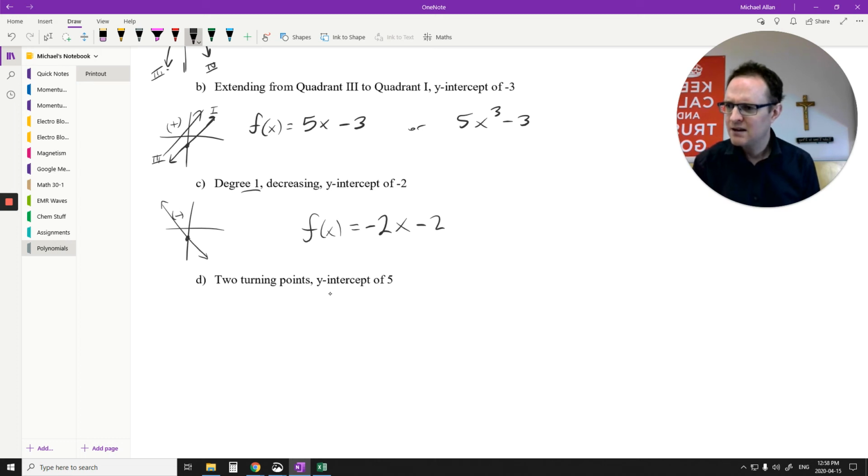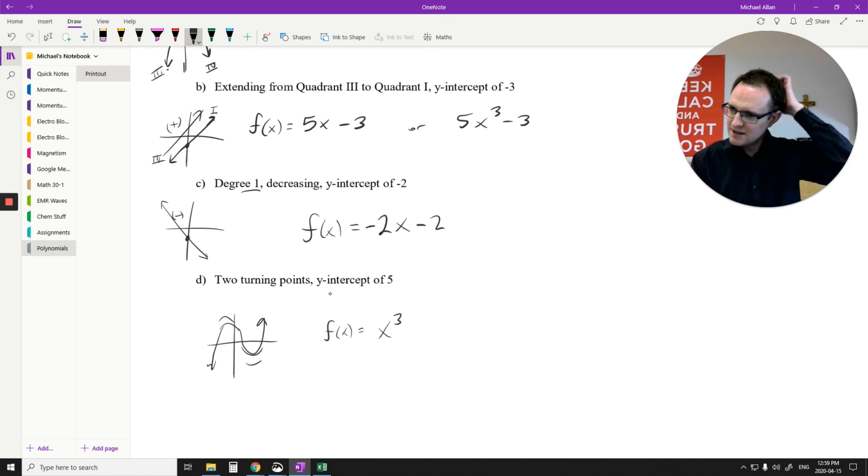That's too easy. I need 2 turning points and a y-intercept of 5. So I need to have a turning point going to go like this and like this. So maybe something like that. That looks cubic to me, so I'm going to say this is cubic. The way I drew this is positive. I don't think it necessarily has to be positive because it doesn't say which quadrants it's going from. So I just drew it positive.